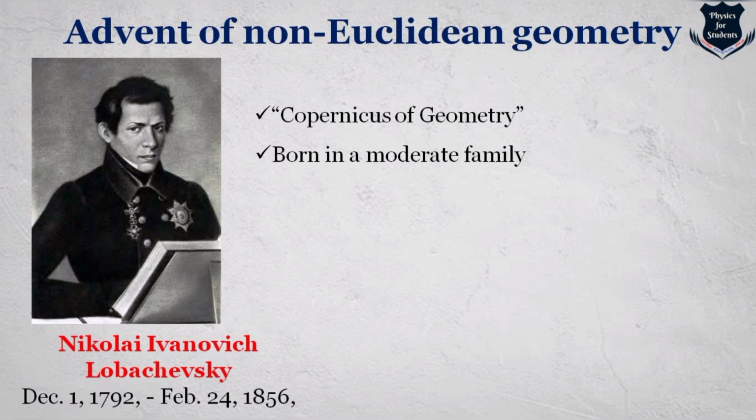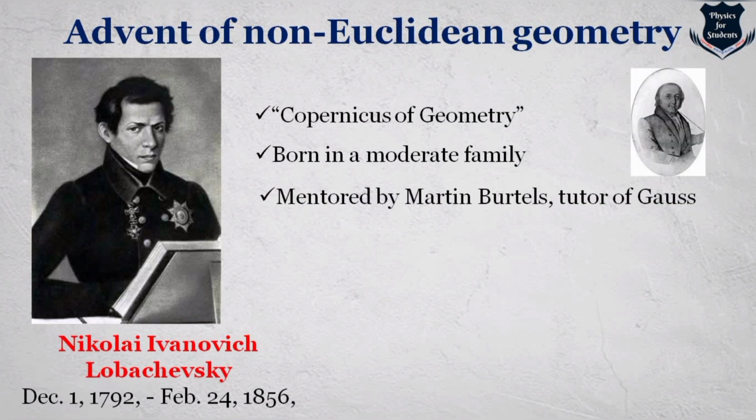He was born in a moderate family, and his father died around the age of 7, when he, along with his mother, moved to the Kazan district in Russia. He was mentored by Johann Christian Martin Bartels, who was a former student as well as a close associate of the famous Carl Friedrich Gauss. So he was being mentored by him.